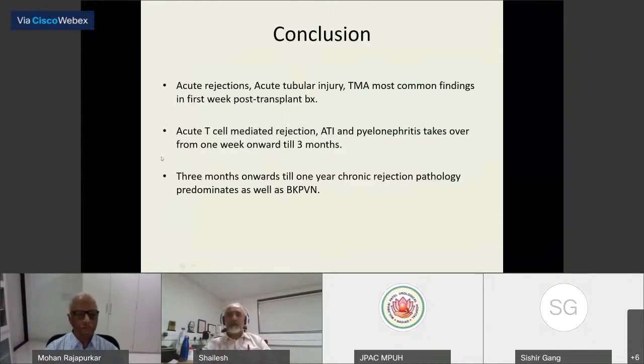So in conclusion, acute rejection process and TMA are most common in the first week of post-transplant biopsy. T-cell mediated rejection, acute tubular injury, and pyelonephritis take over from 1 week to 3 months, and beyond 3 months, we see more cases of chronic rejection and IFTA, as well as BK polyoma virus nephropathy.